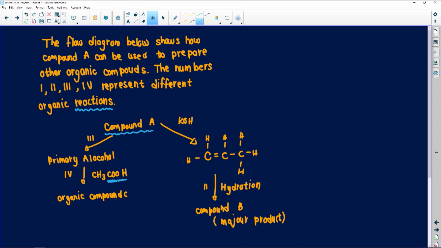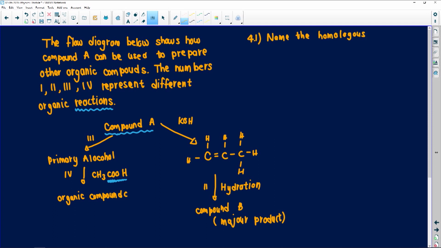On this side, I've got KOH. I can see, okay, this is a concentrated base. I've got a double bond. So whatever compound A was, something must have happened to it. And then something must have been eliminated because now all of a sudden I've got a double bond. On this alcohol, I don't see any signs of double bonds, but I've got a double bond, so something must have been eliminated. Then we've got hydration. Remember, when you hydrate, you add water. And then I've got my major product that is then formed. This is what I'm given from my diagram. So let's see what question 4.1 says. It says we must name the homologous series.